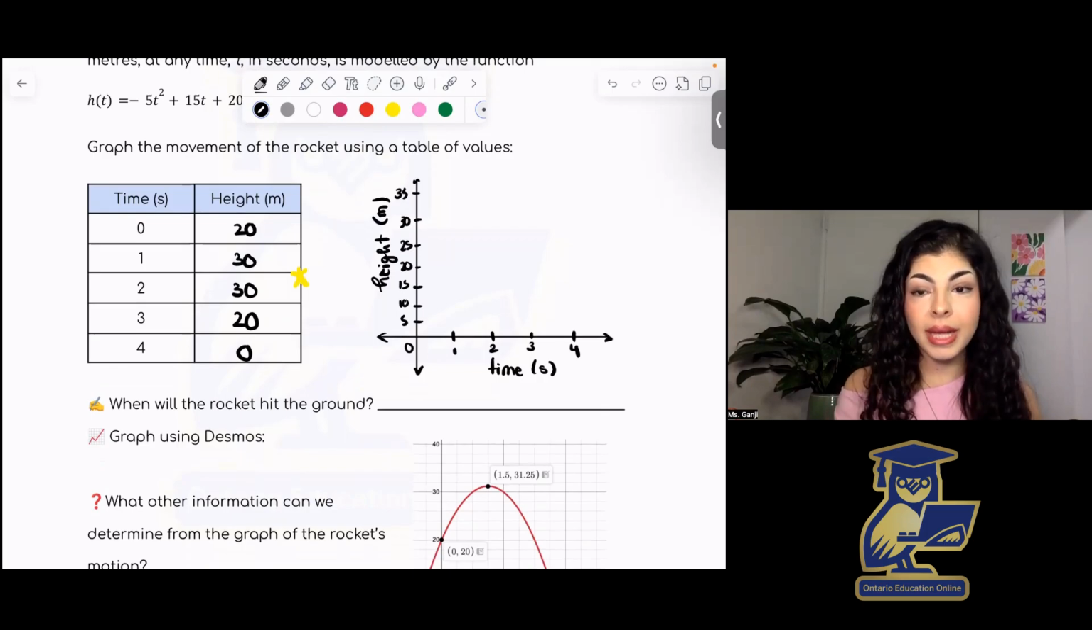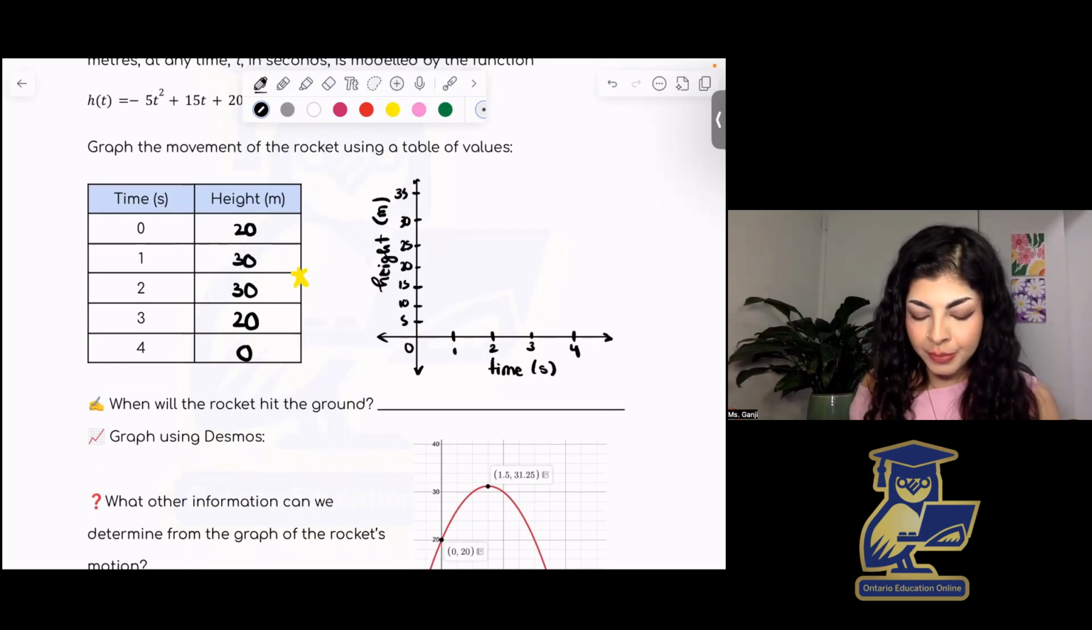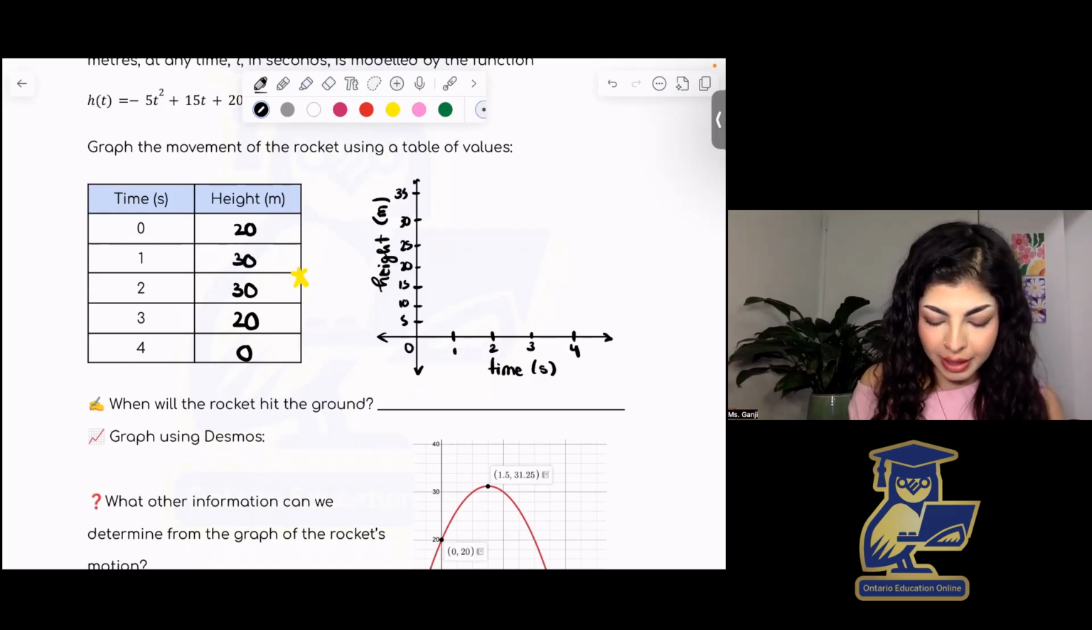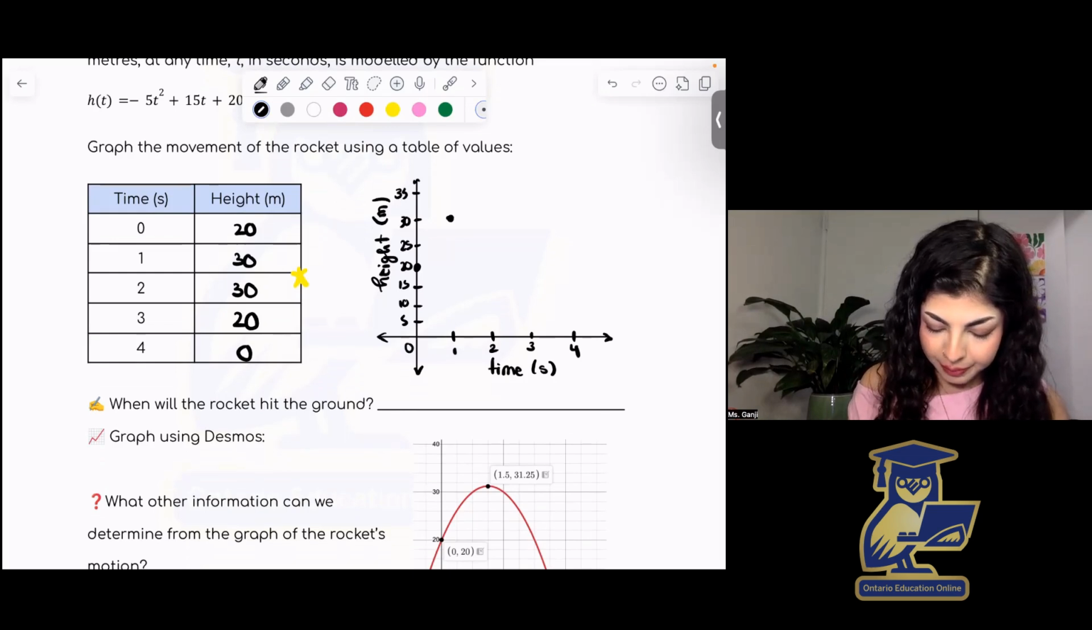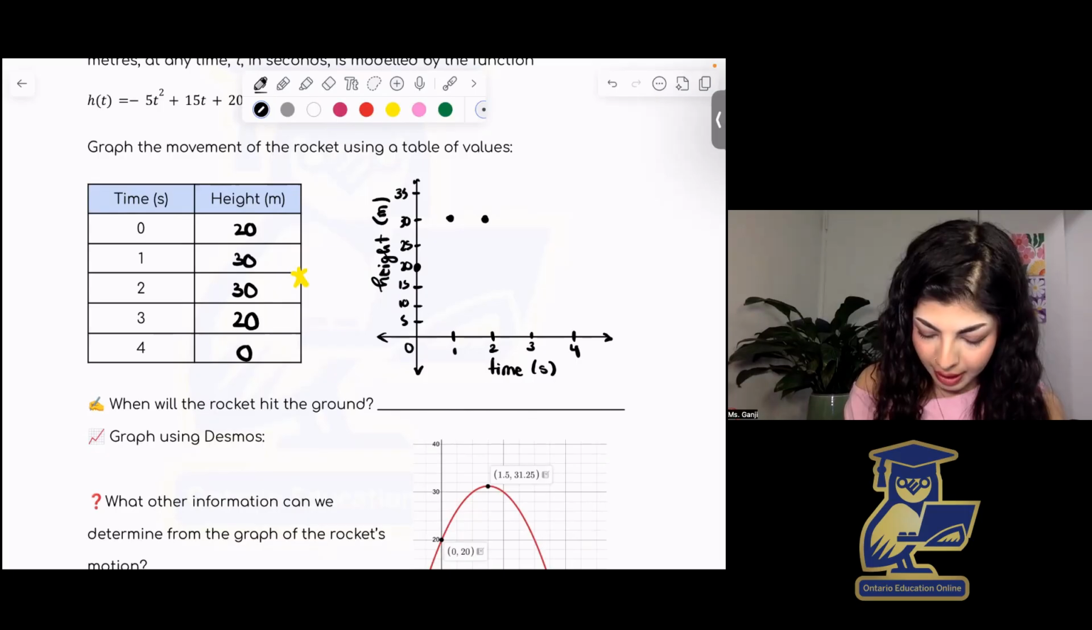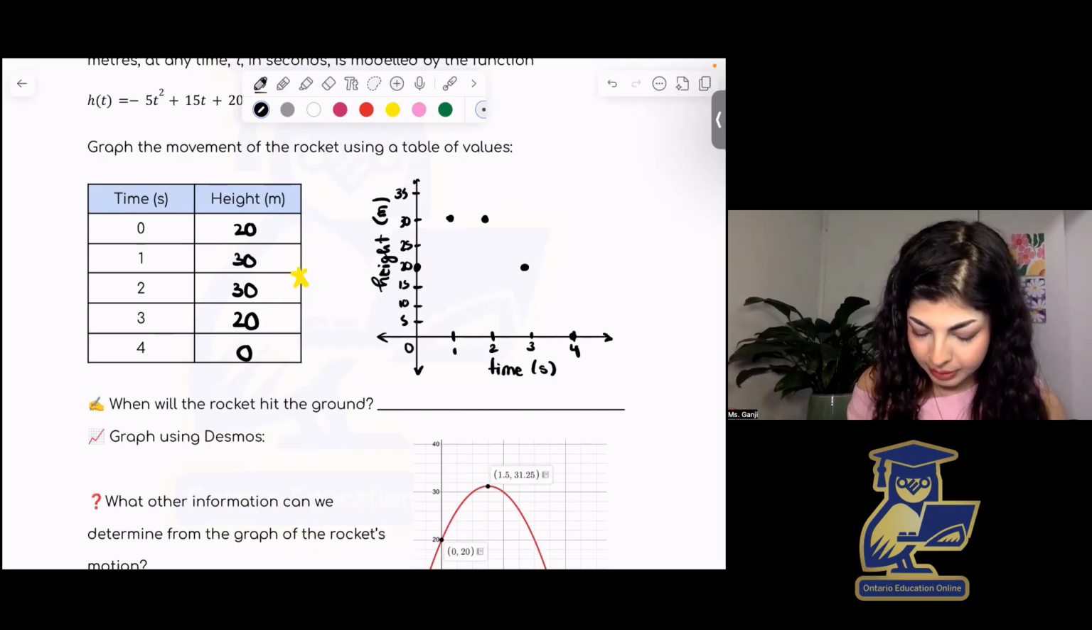My scaling is not the best. If you're using grid paper, you get a better scaling, so definitely try to use that. And so here, if I graph my points, I have 0, 20. At 1, we have 30. At 2, we have 30. At 3, we have 20. And at 4, we have 0.